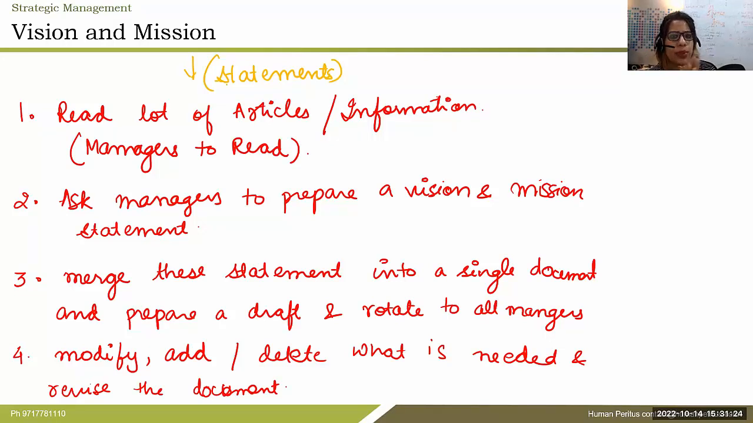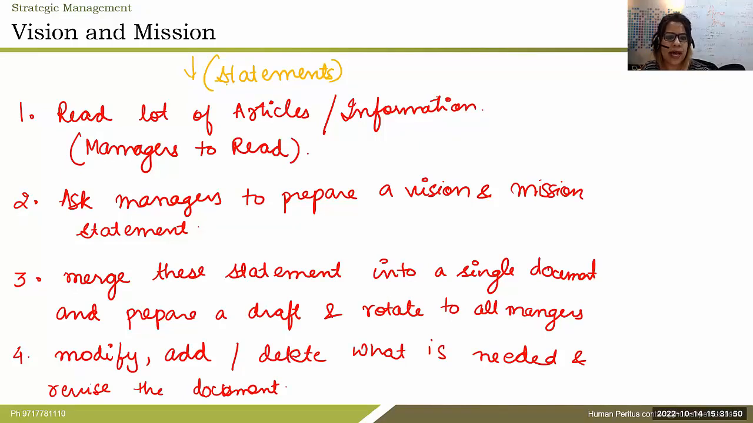So basically, while you're preparing a vision or a mission statement, firstly you collect all information, you understand what language you can use, as in an easily understandable language, right? And then you ask your managers to prepare a vision and a mission statement. Managers, why do we select managers? Because they are the core team members. They know what business we are into, right? And where we want to be.